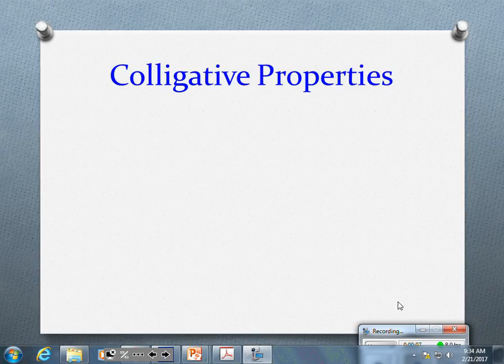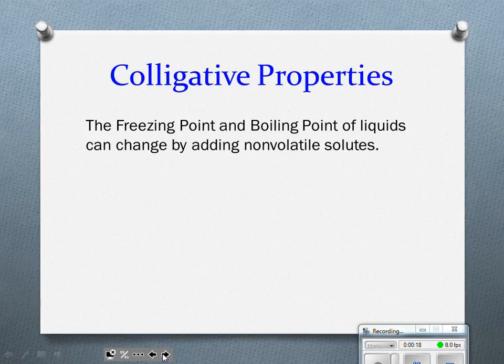Colligative properties, ladies and gentlemen. The freezing point and boiling point of liquids can change by adding non-volatile solutes. So by adding different solutes, we can change the boiling point. We can change the freezing point.